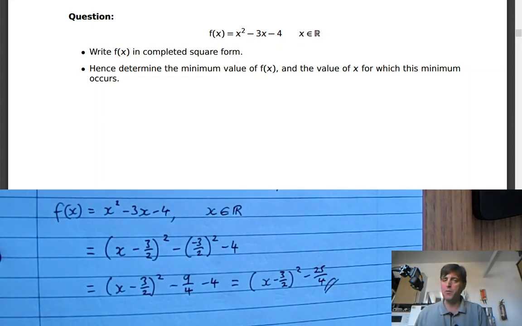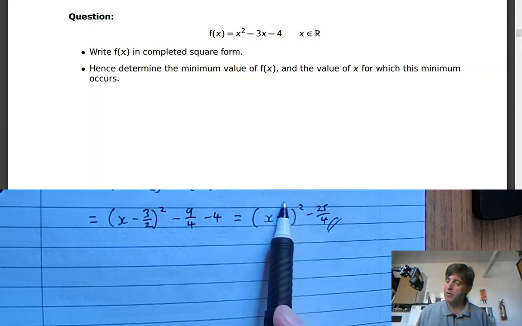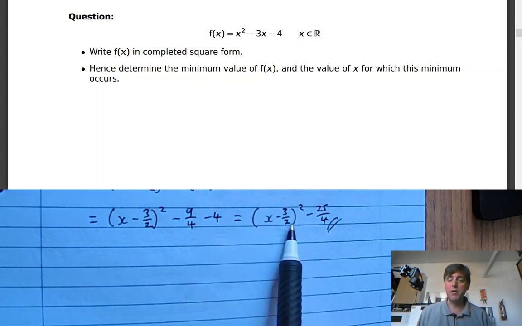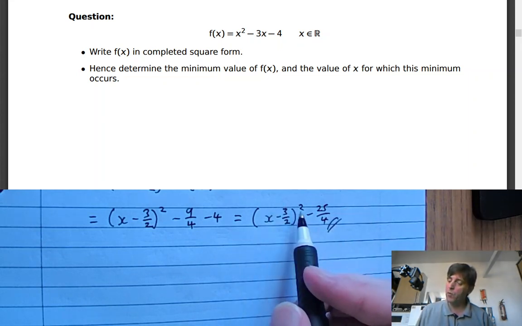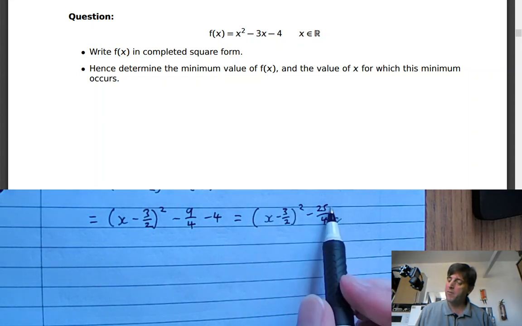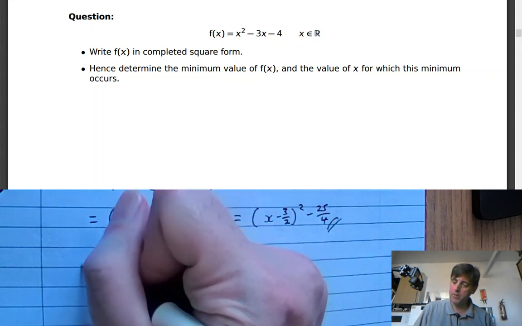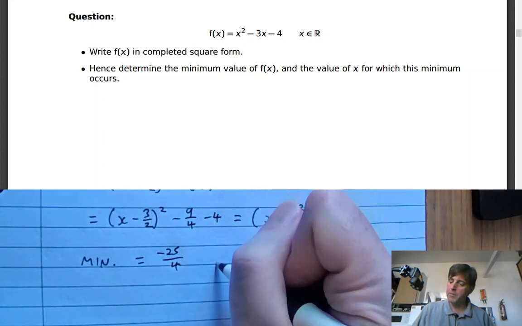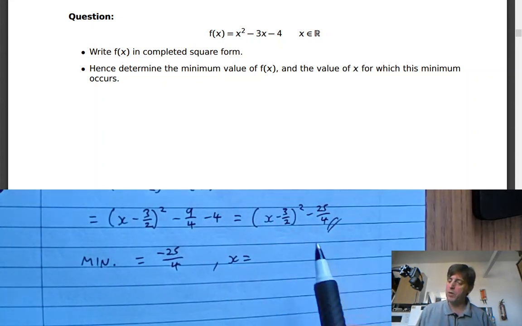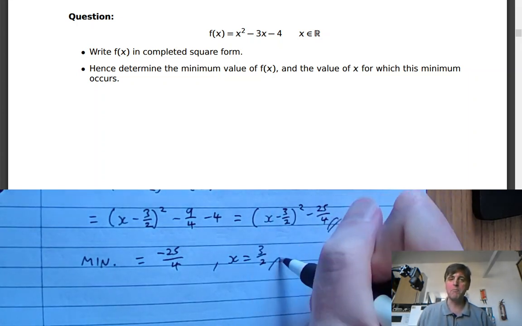Now, do you remember why this was useful? How did this help us find the minimum value of the function? Well, do you remember the idea that the squared part of what we've written down here can never be negative? So the smallest possible value that could be is 0. And so when that bit equals 0, the minimum value we get for the whole function has got to be minus 25 over 4. So the minimum value is negative 25 over 4. And that's going to occur when x is whatever makes this bit of the bracket equal 0. That is 3 over 2.